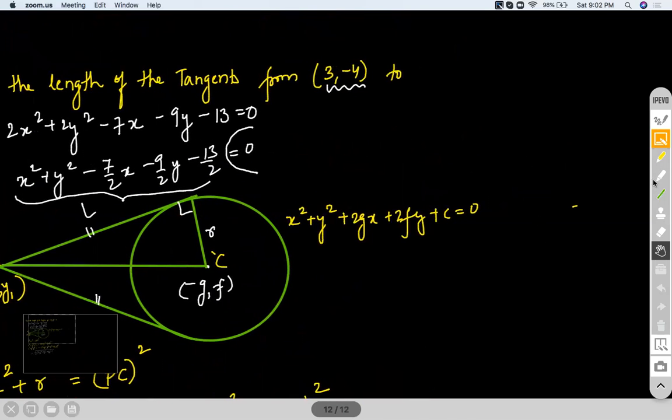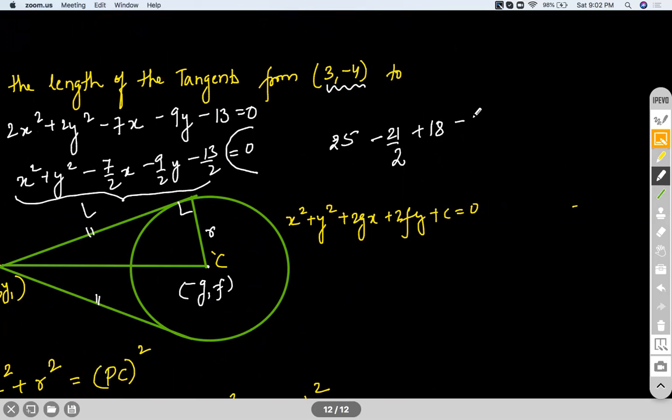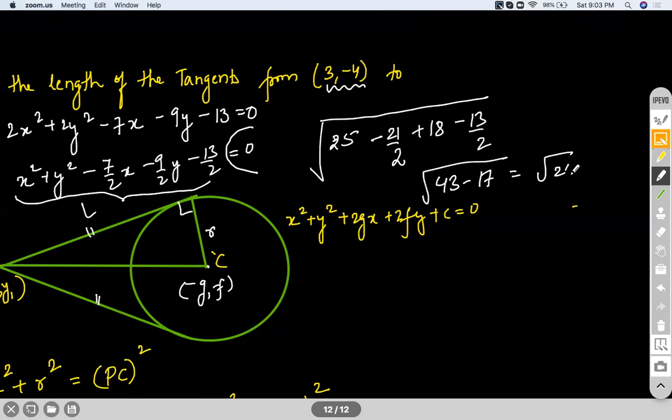The point is 3 comma minus 4. So 3 square plus 4 square is going to be 25, minus 21 by 2, and this will give you plus 18 minus 13 by 2. Whatever is this answer, take the root of it. So that's going to be 43 minus 34 by 2, which is 17 under root. That's going to be under root of 26. Correct?